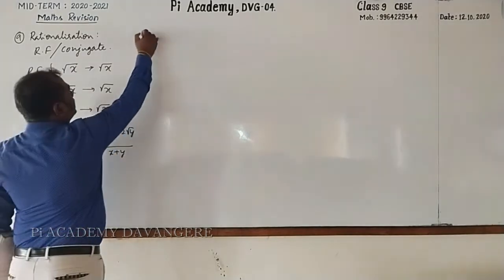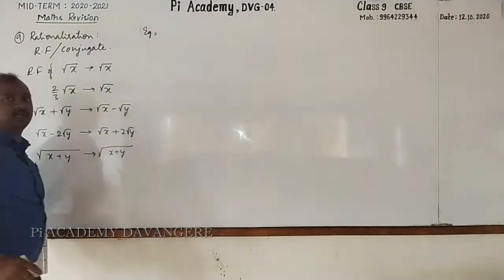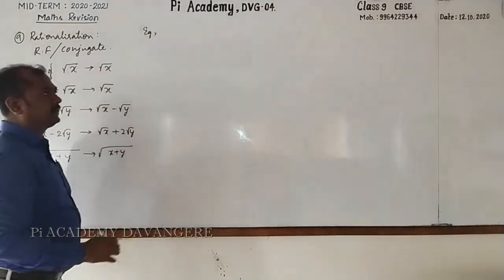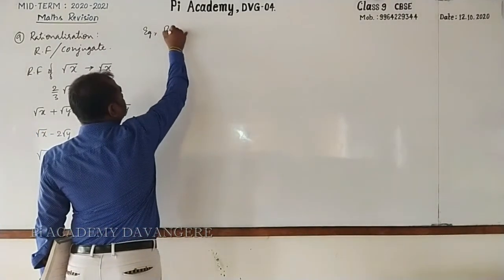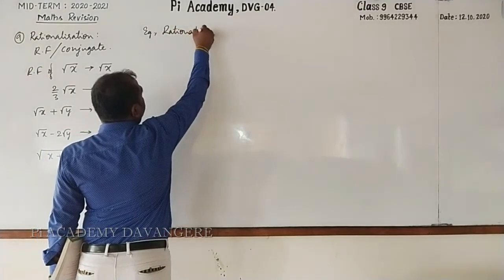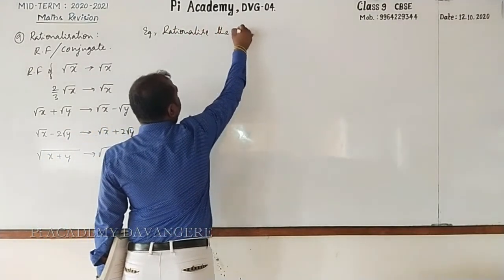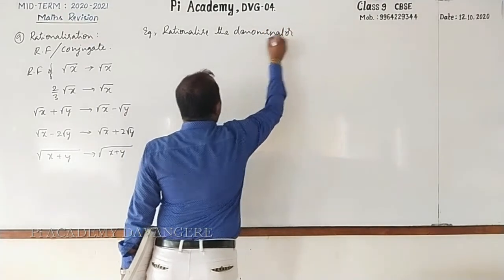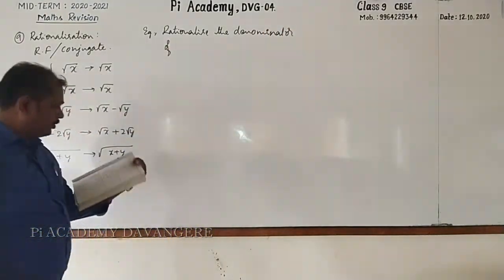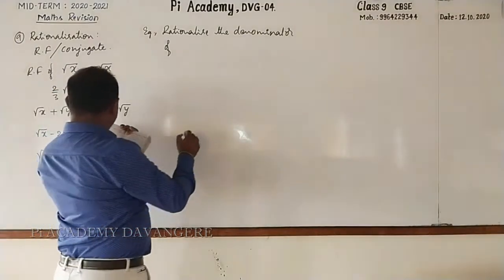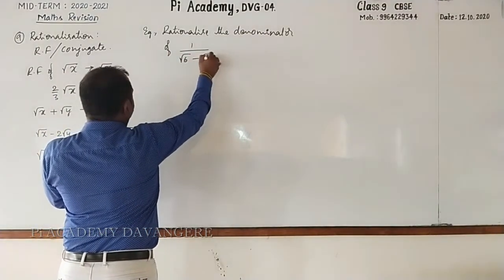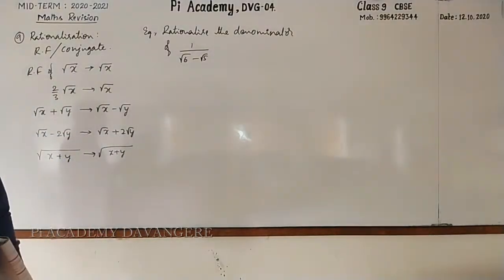Now I will take an example. The question will be given like this. Rationalize the denominator of a number will be given. Right. Rationalize the denominator of, here I will take one example. This is 1 by root 6 minus root 5. I have taken first a very simple one.